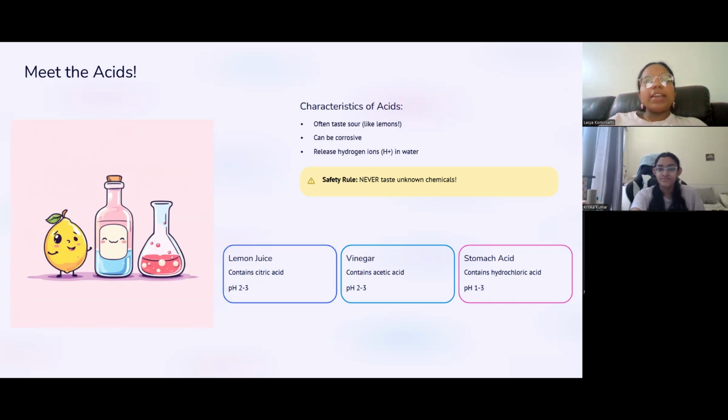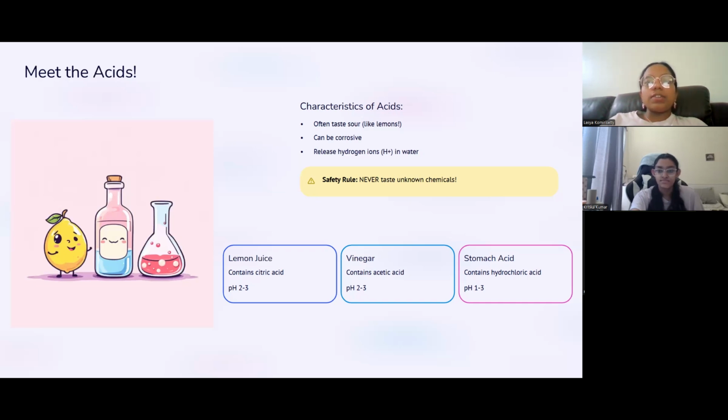Safety rule, never taste unknown chemicals, okay? So always have parent supervision when you're working with chemicals or anything that's known to be dangerous, even if it's a tad bit. So lemon juice is an example of acid because it contains citric acid and it has a pH of 2 to 3.